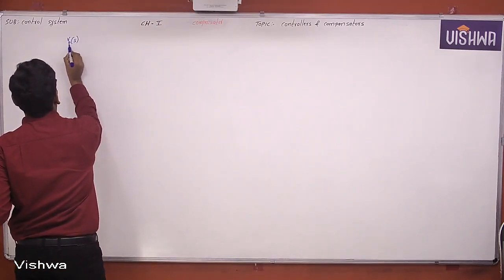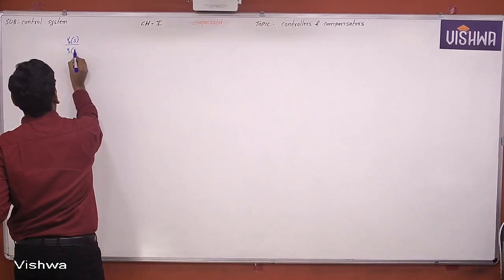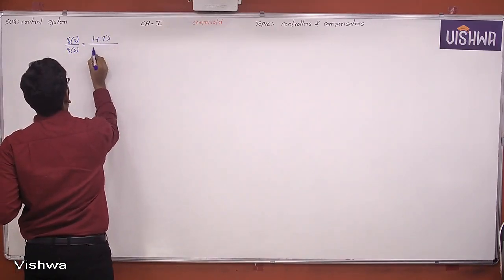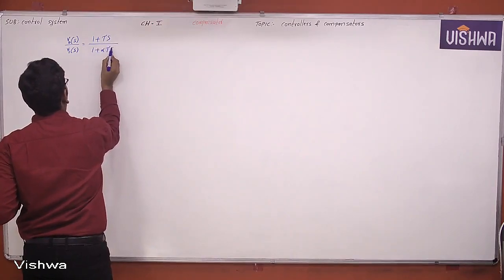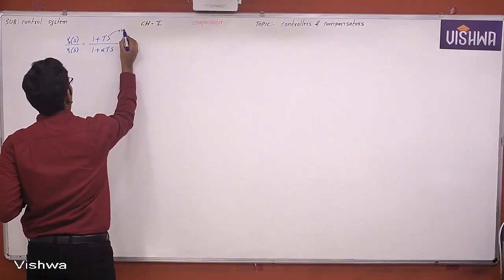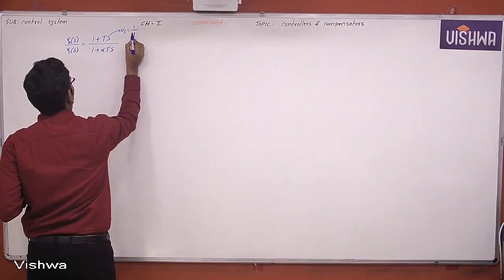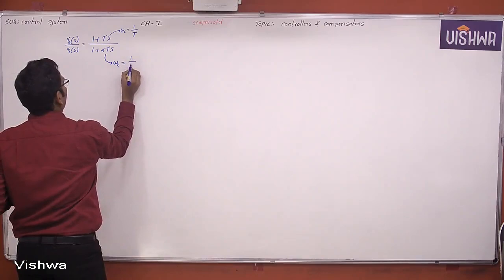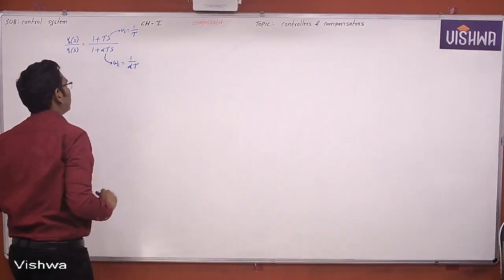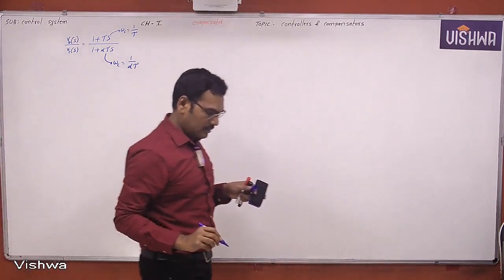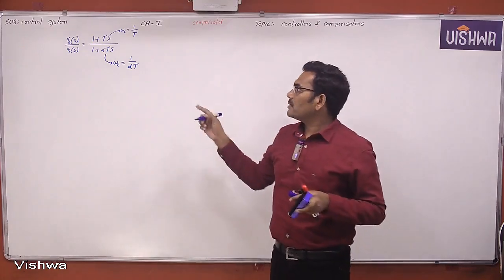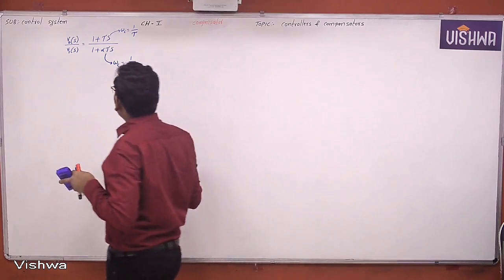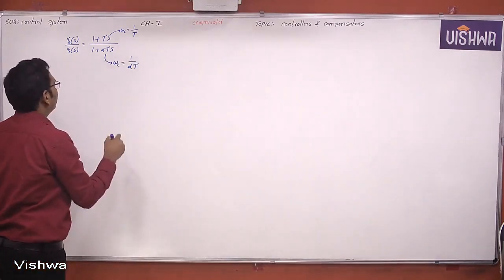Now this is Vo(s) by Vi(s), which is equal to (1 plus tau s) by (1 plus alpha tau s). This is the corner frequency 1 by tau, and this is the corner frequency 1 by alpha tau. Now see here, these are the corner frequencies.